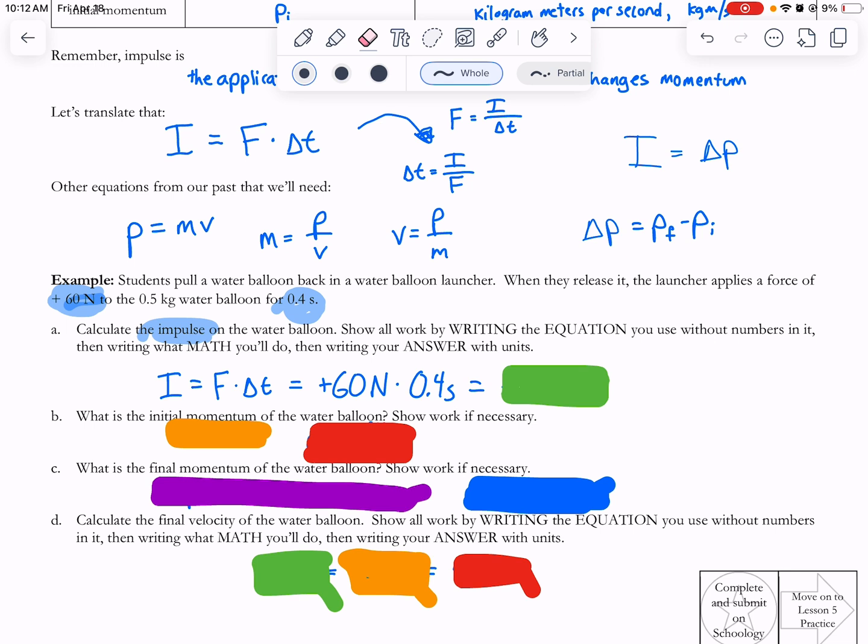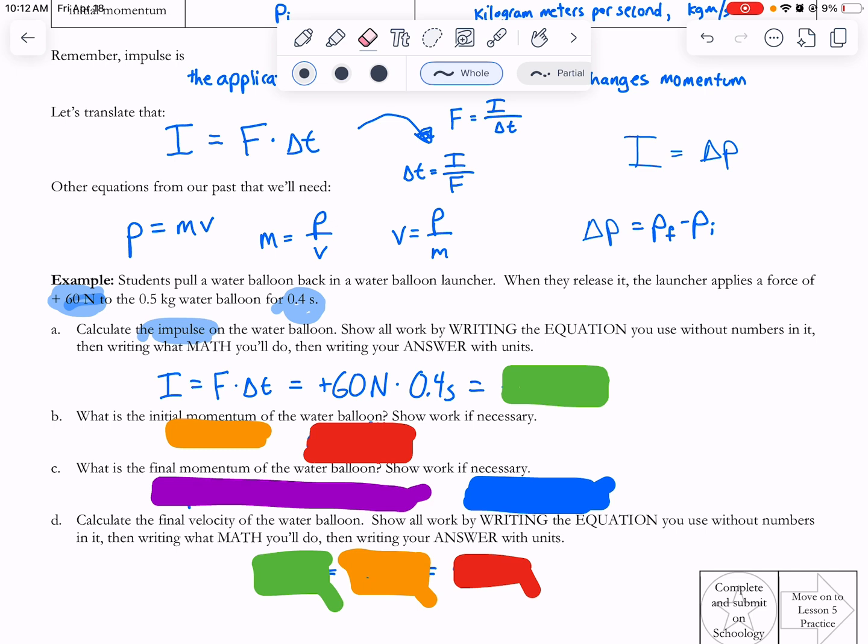Now remember, this plus is just a direction. It's a positive number, so the launcher is pushing the water balloon in the positive direction. So I don't have to add anything there. It's just going in the positive direction, okay?